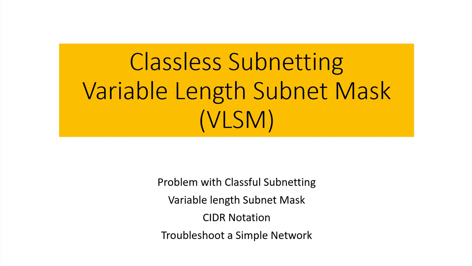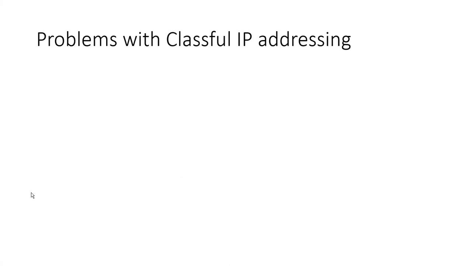In this video, we will discuss classless subnetting. We will discuss the problem with classful subnetting, what is variable length subnet mask, and what is CIDR notation. Also, we will explore a simple network problem, and then we will try to fix that problem. So let's start. What is the problem with classful IP addressing or classful subnetting?